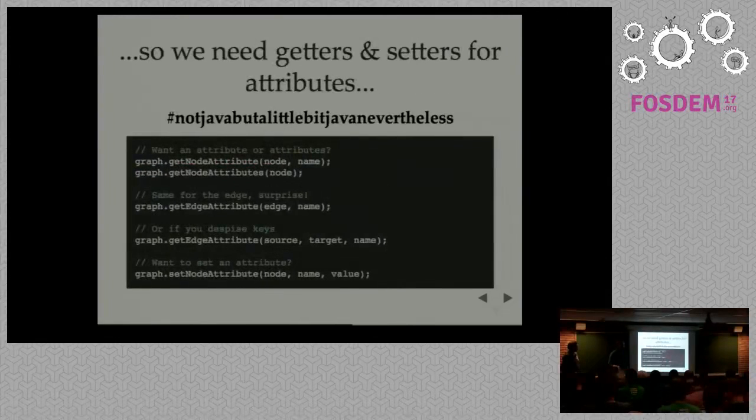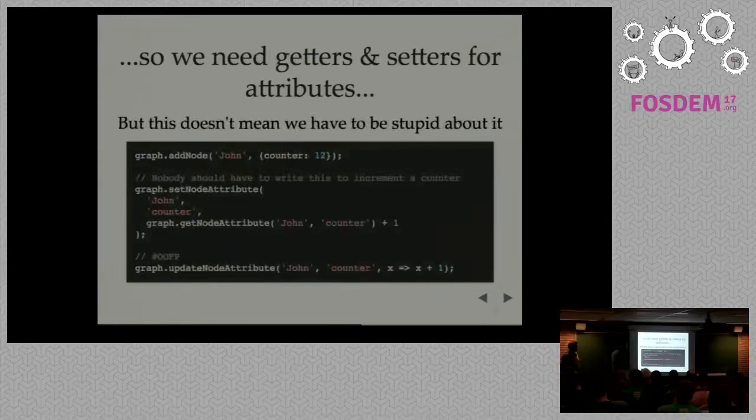Because we have events, we obviously need to have some setters and getters, because otherwise we are not able to know something was mutated. So it's not Java, but it's a little bit Java anyway. If you want an attribute, get node attributes, you pass the node's key and the name of the attribute, and you got it. You want all the attributes, just do that. You want to set an attribute, the same thing. It's basically quite simple. But this doesn't mean that we have to be stupid about Java.